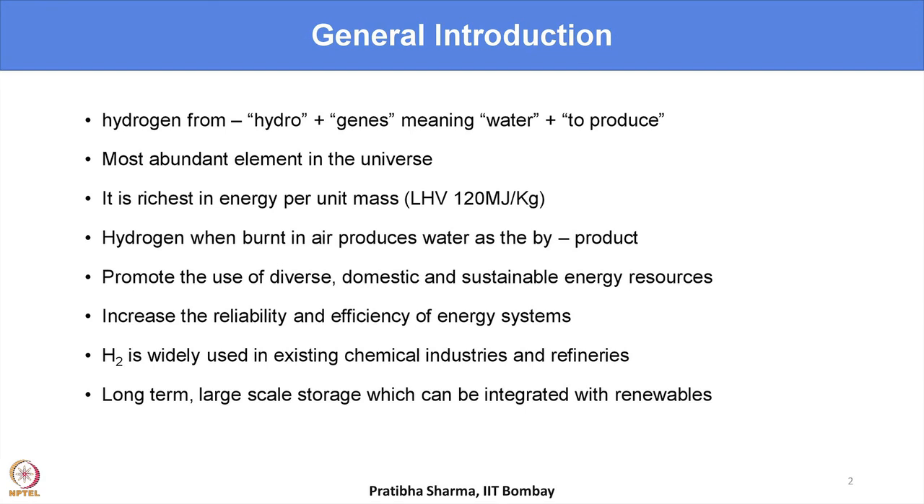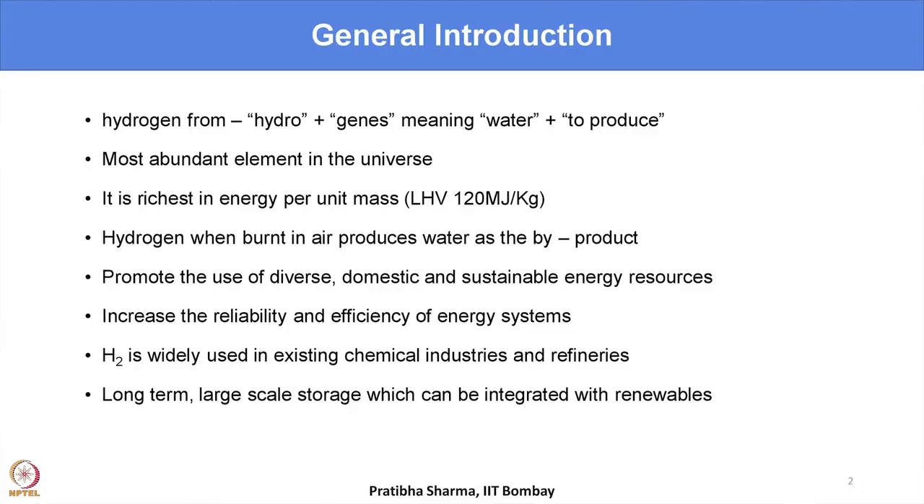Hydrogen was first discovered in the 16th century. This was when Paracelsus accidentally poured iron filings onto sulfuric acid. However, Henry Cavendish identified this as a separate element. It was in the 1780s that Antoine Lavoisier gave the name hydrogen.